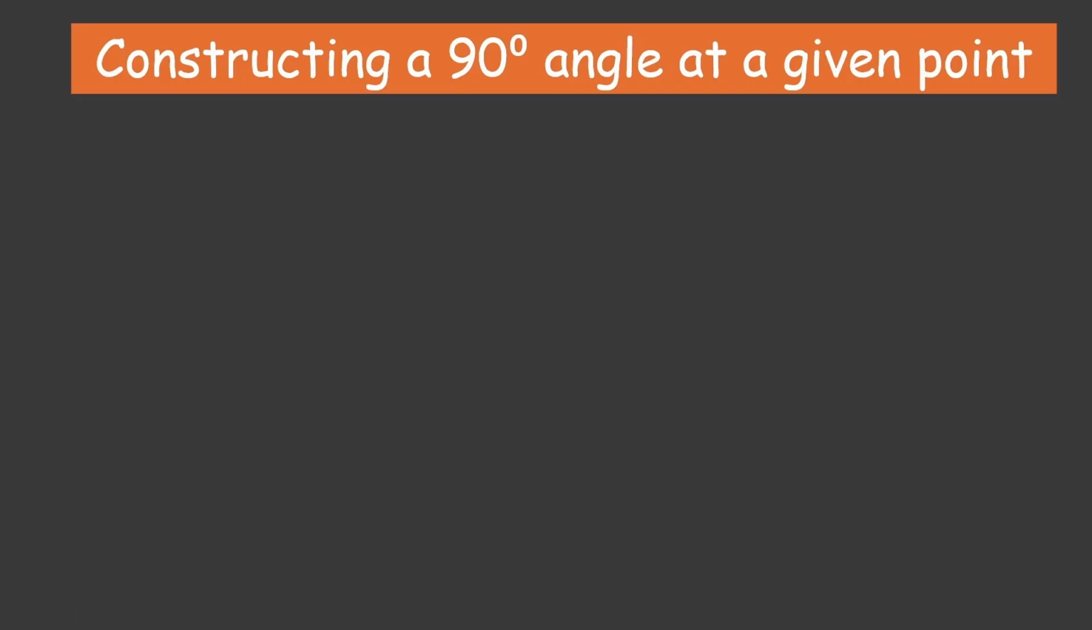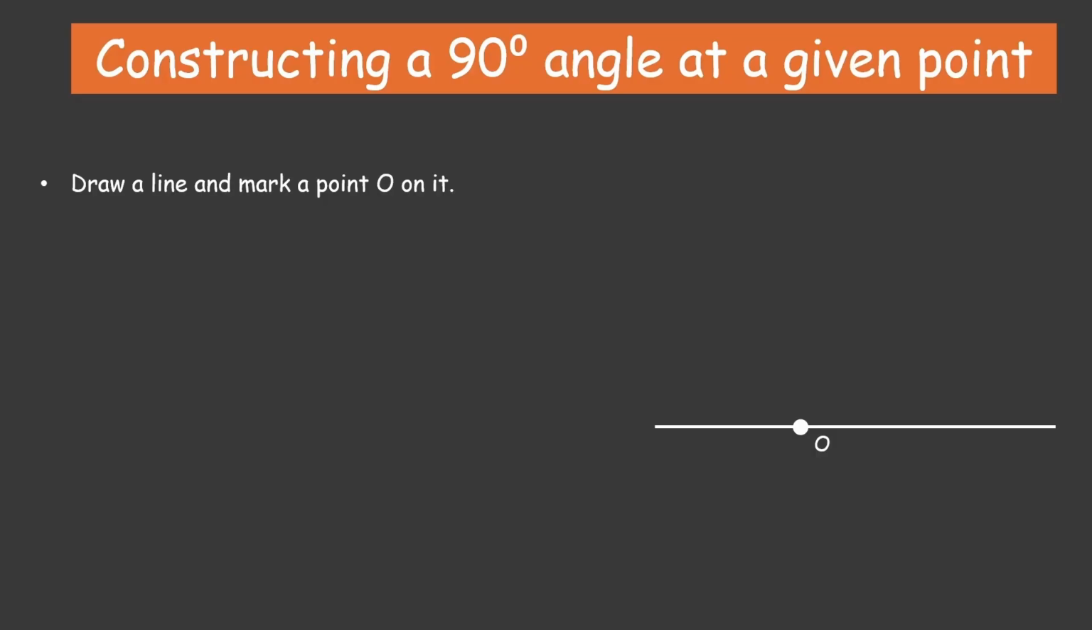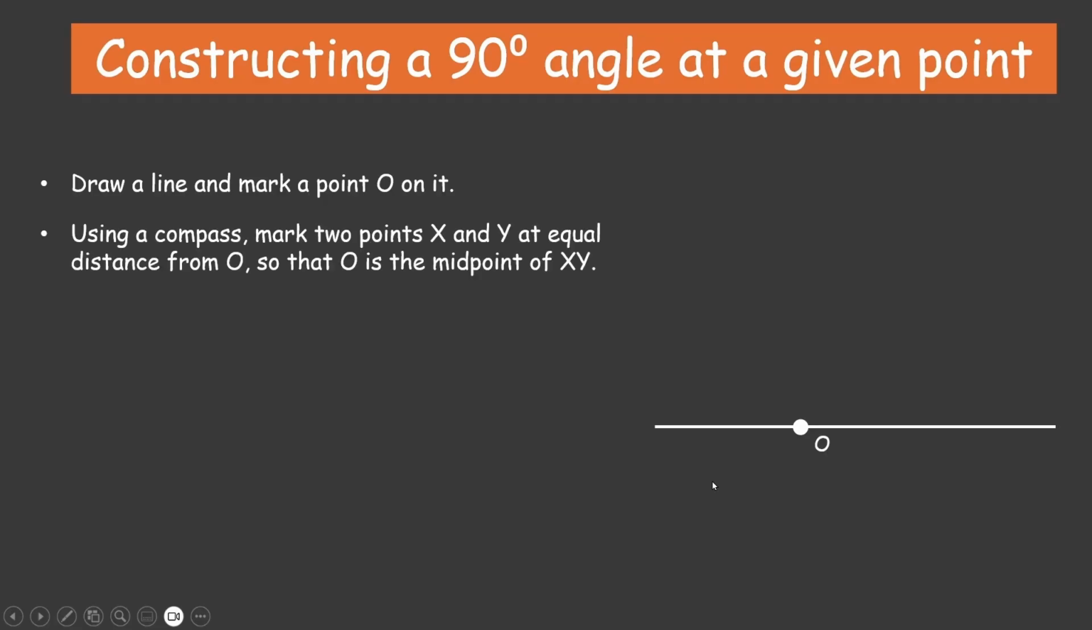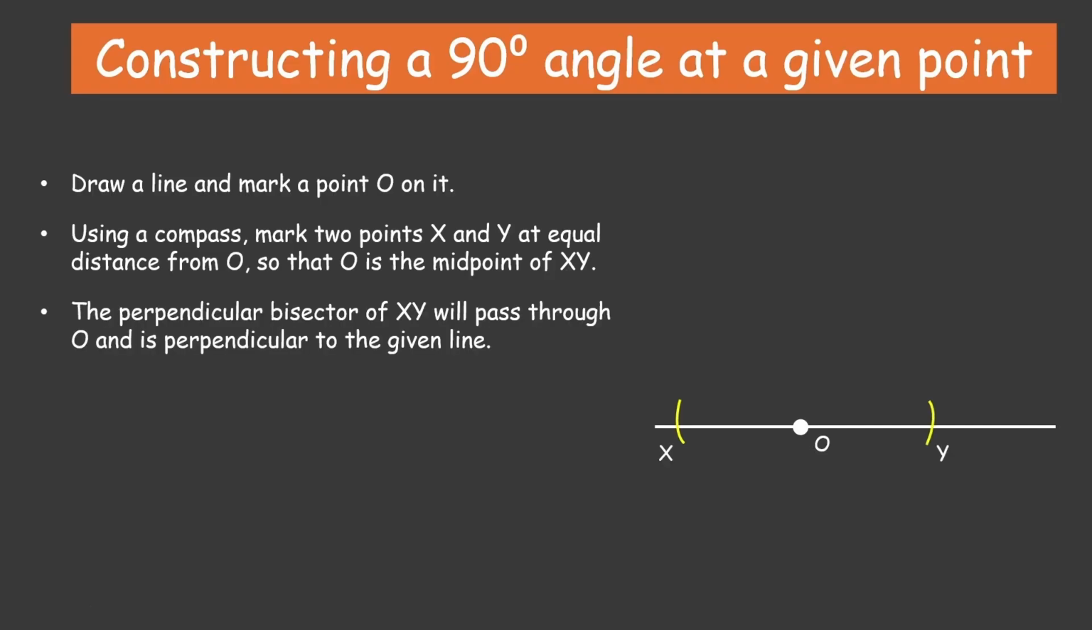Using this knowledge, let us construct a 90-degree angle at a given point. For example, we have this line and a certain point O on it, and we want to draw a 90-degree angle at this point. Now, what we can do is, using a compass, we can mark 2 points X and Y at equal distance from O. That means O is the midpoint of XY. Now, we know that if we drew the perpendicular bisector of XY, it will pass through O and it will be perpendicular to this line, that is, at 90 degrees.